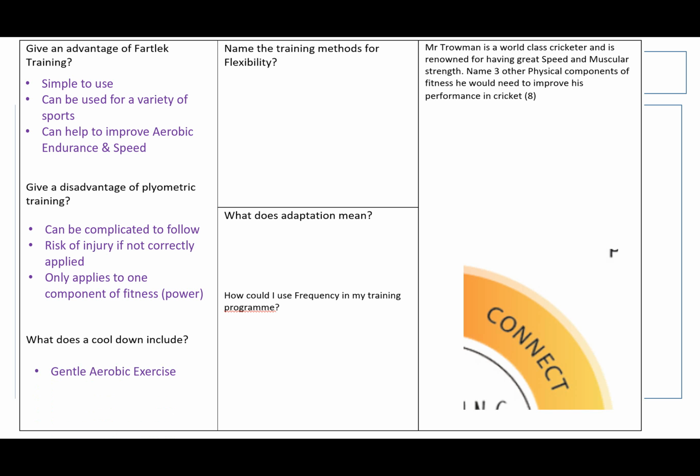What does the cool down include? Gentle aerobic exercise, static stretches. Remember, it's static stretches for your cool down. Name the training methods for flexibility. This is what we're going to be looking at today. So if you didn't know, you will know by the end of this lesson. PNF stretching, ballistic stretching.